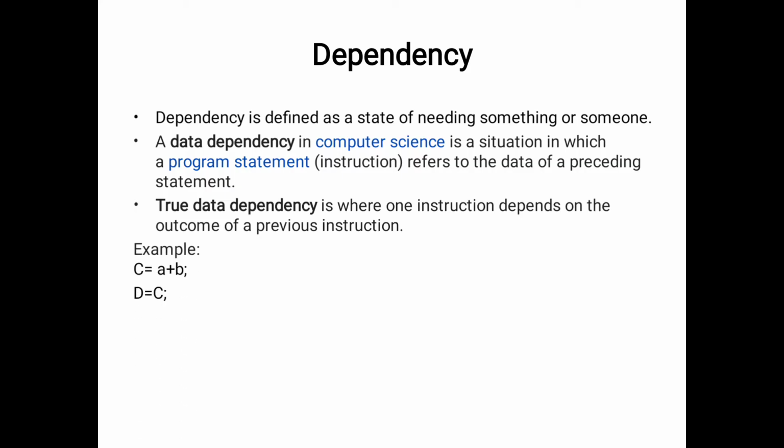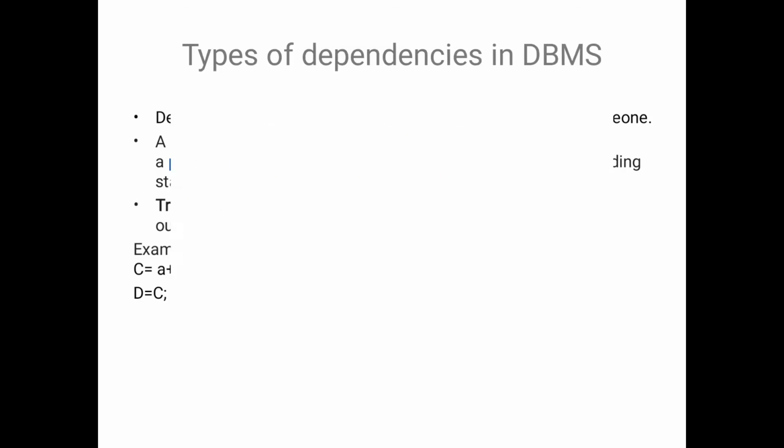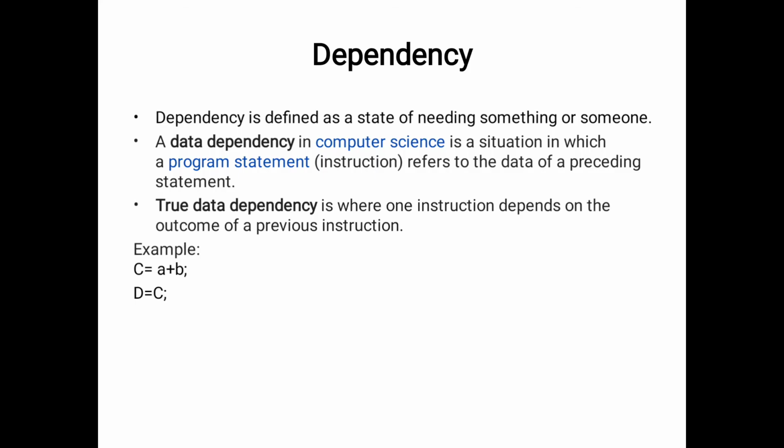Now we will see the example. Data dependency means here my aim is to find out c is equal to a plus b. Now definitely I want to know the values of A and B. So A is equal to 10, B is equal to 5. In that situation, what is the value of C? C is equal to 15. So here C depends on the values of A and B. That is the meaning of data dependency.